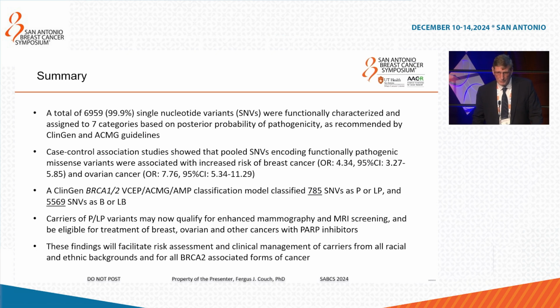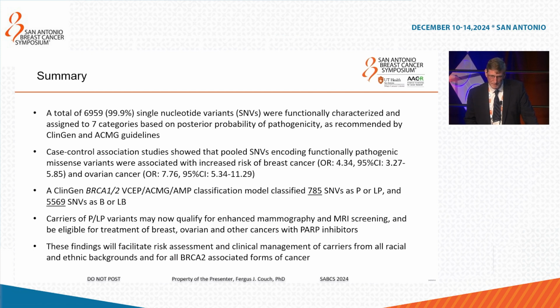So let's summarize what we've discussed today. We evaluated approximately 7,000 single nucleotide variants in the DNA binding domain of BRCA2. We missed exactly one variant in the entire study, so that was great. There's not a lot of dropout. In case-control studies, when we take the variants that we see here in our functionally pathogenic or benign categories, we clearly see these elevated risks of breast cancer and ovarian cancer associated with these variants.